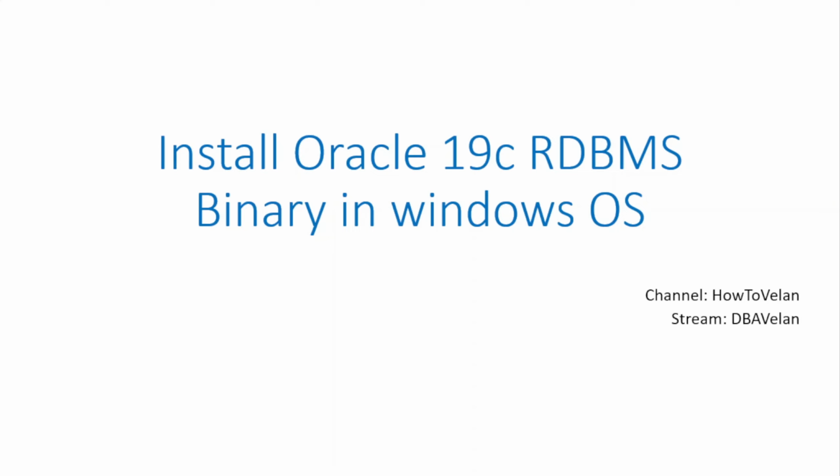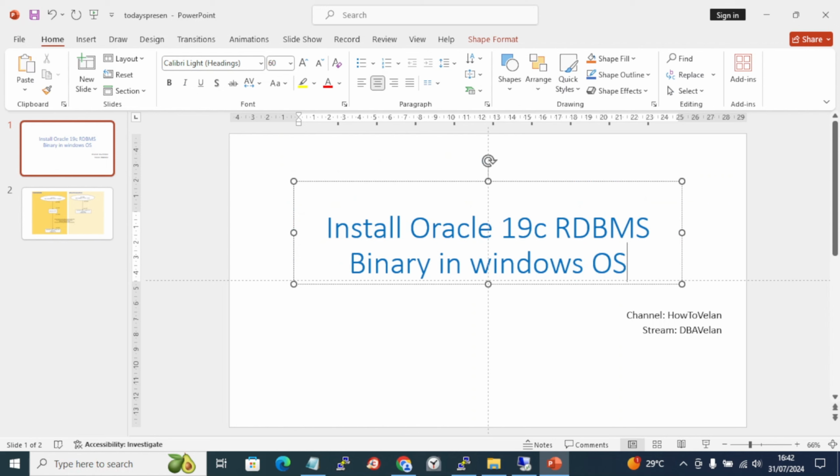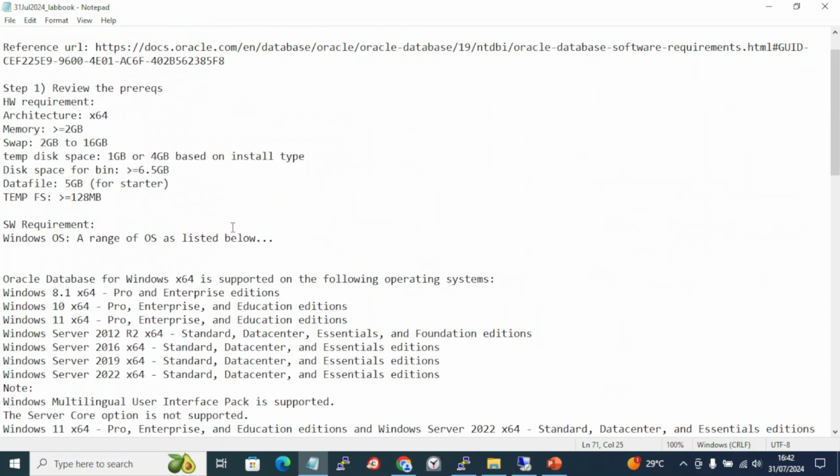Today in this video, we are going to see how to install Oracle Database 19c software on Windows OS. We are going to install Oracle 19c Enterprise Edition. As usual, we will see the plan walkthrough. What are the steps we will do?